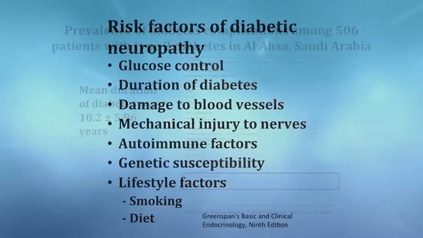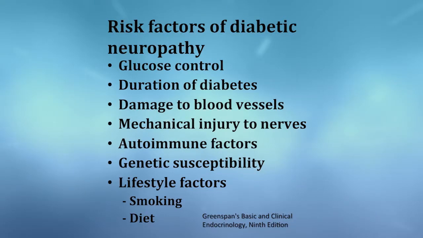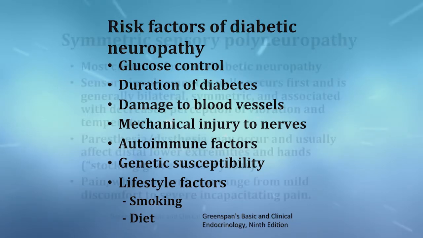It has been confirmed in many other studies, and the risk factors of diabetic neuropathy are, as we always said, glycemic control, duration of diabetes, damage of the blood vessel, mechanical injury to the nerves, autoimmune factor, genetic susceptibility, and lifestyle. So smoking and diet will be a higher risk factor of this complication.